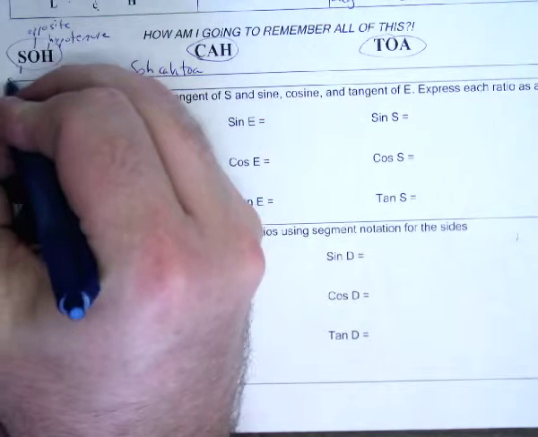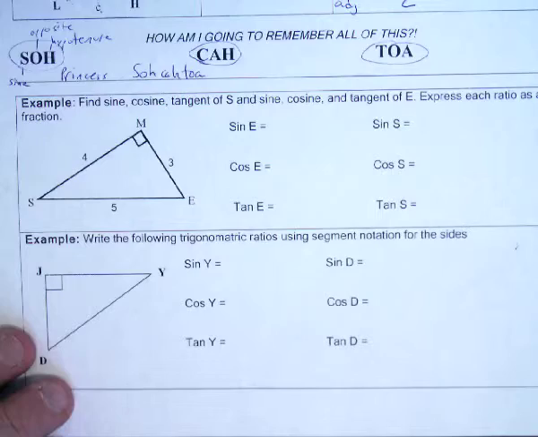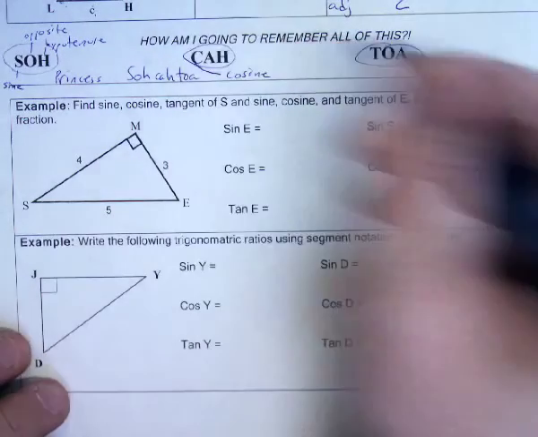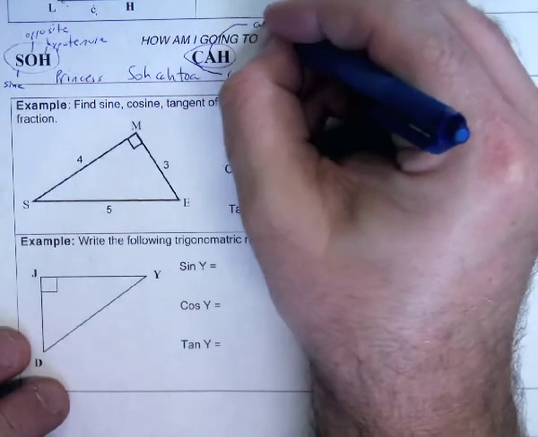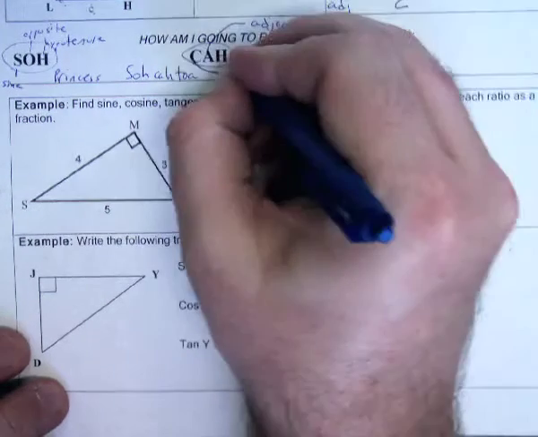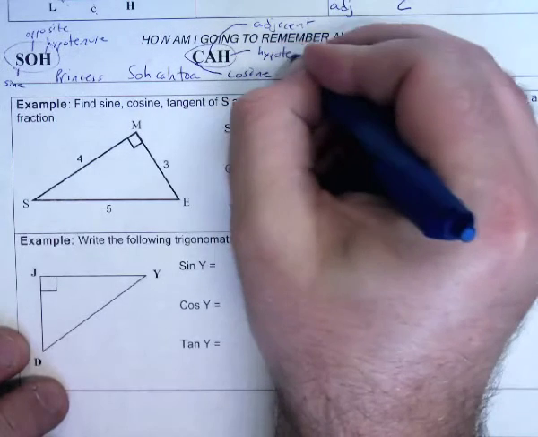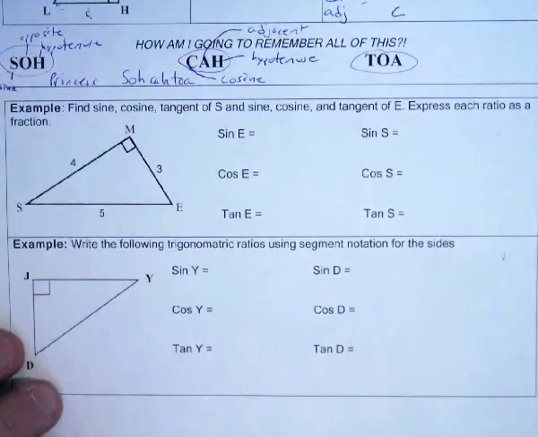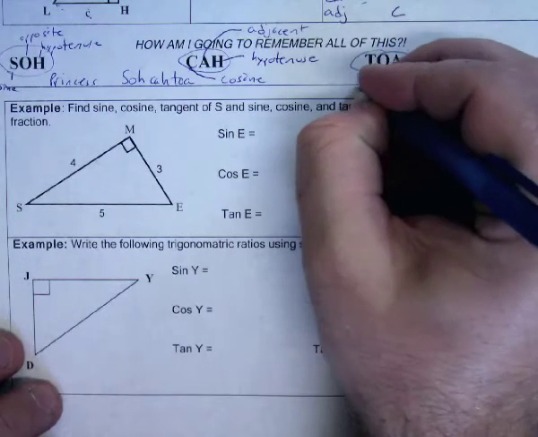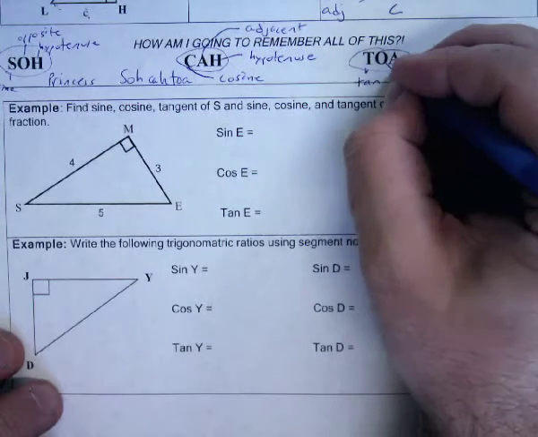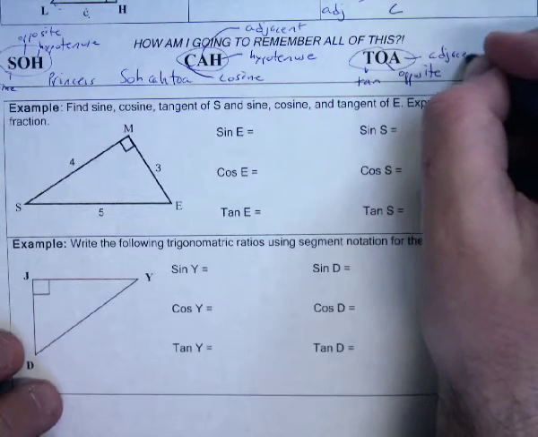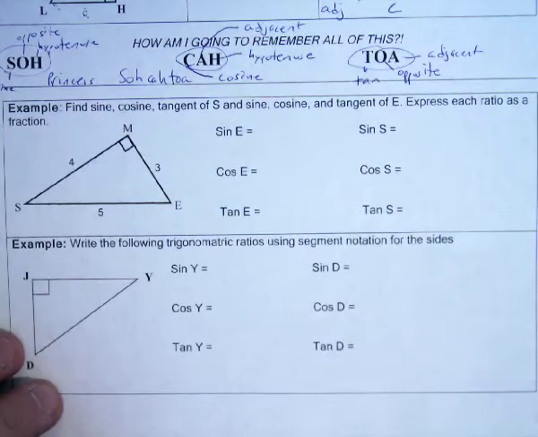And this works for sine. All right, let's see if I can do better here. Here, the C is cosine, the A is adjacent, and the H is hypotenuse. So we could remember that cosine is adjacent over hypotenuse. And then here, T is tangent, O is opposite, A is adjacent. If this helps organize it, great. If it doesn't, don't worry about it. You have to remember on your own another way.